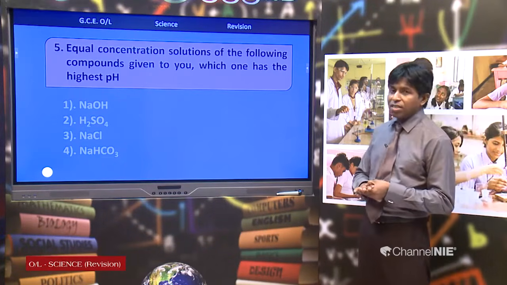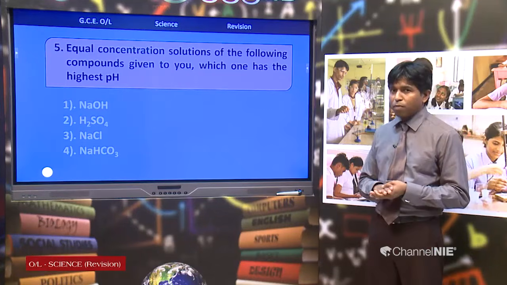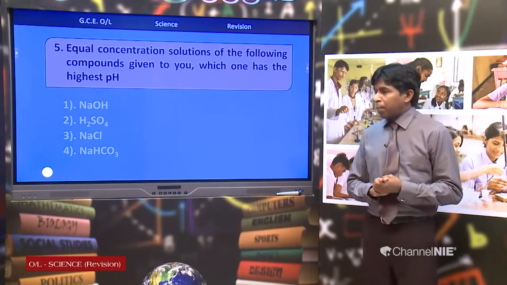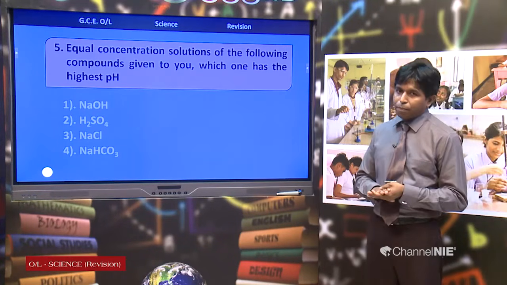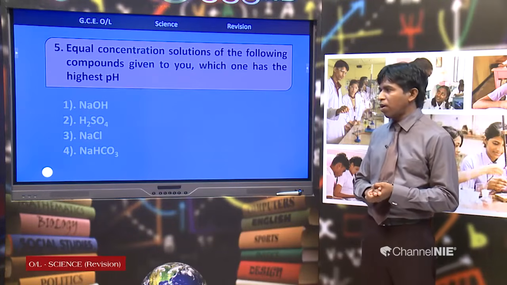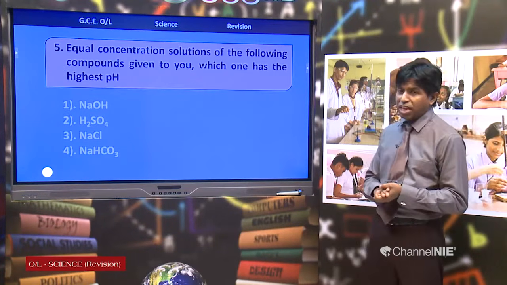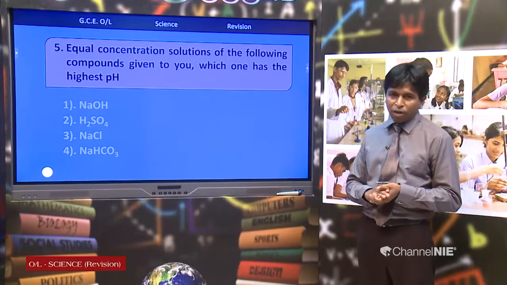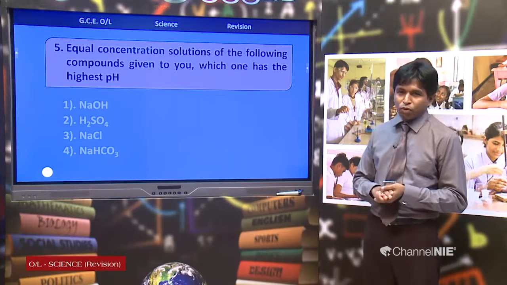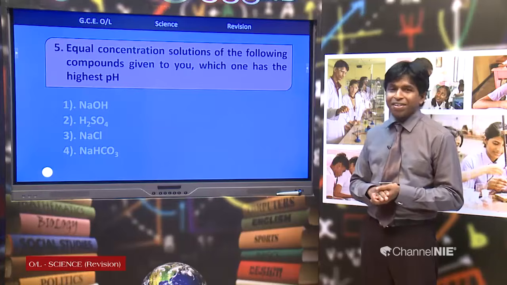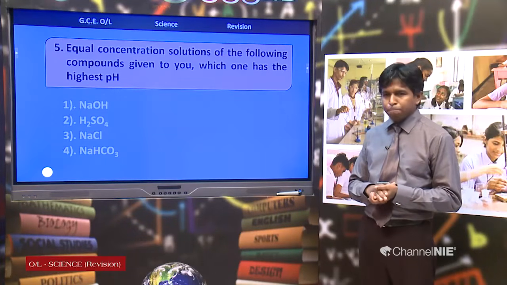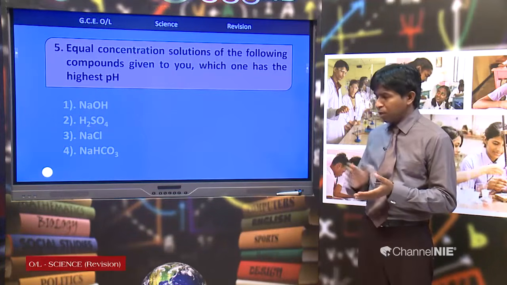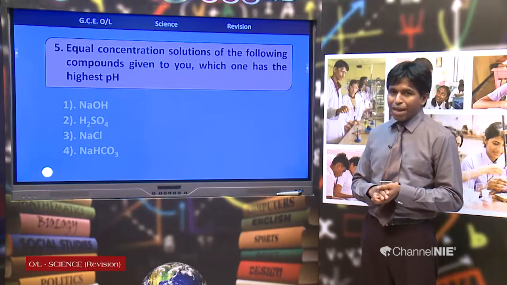Let us analyze the compounds given one by one. First, you should know whether they are acidic or basic. Second, you should know whether it is strongly acidic or strongly basic. You are very familiar with sodium hydroxide. It is a very common base, most widely used for experiments in the chemistry lab. Sometimes we call it caustic soda, its common name. Sulfuric acid, H2SO4, is a strong acid, sometimes called battery acid. Sodium chloride, NaCl, is a neutral solution. The last one, sodium bicarbonate, is sometimes called baking soda or baking powder. That is a weak base.